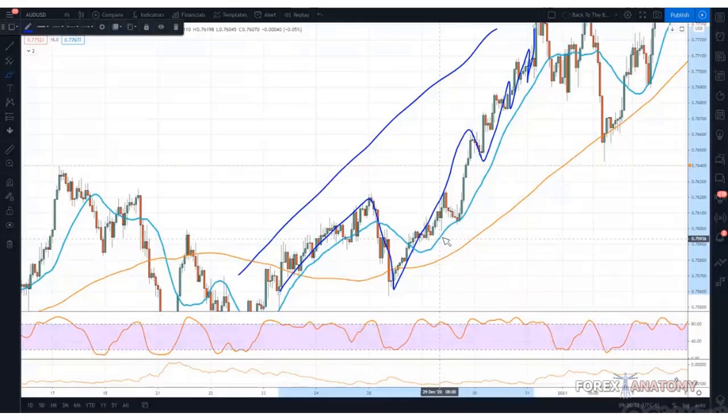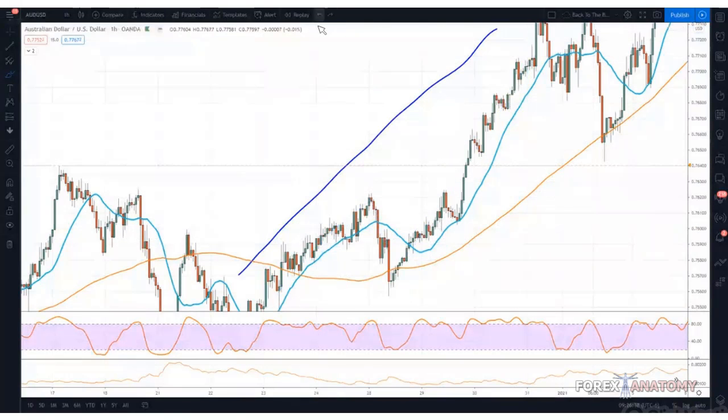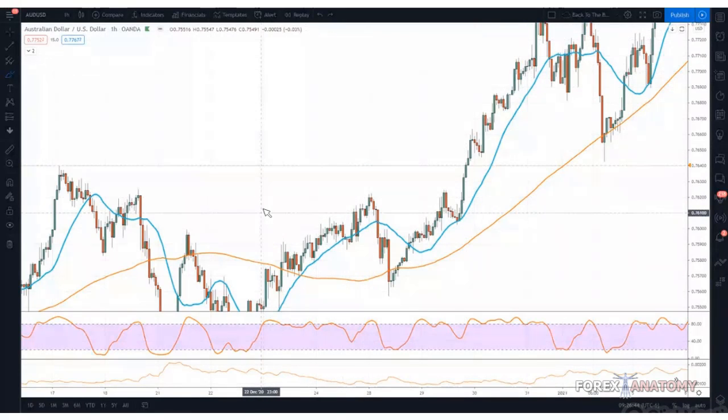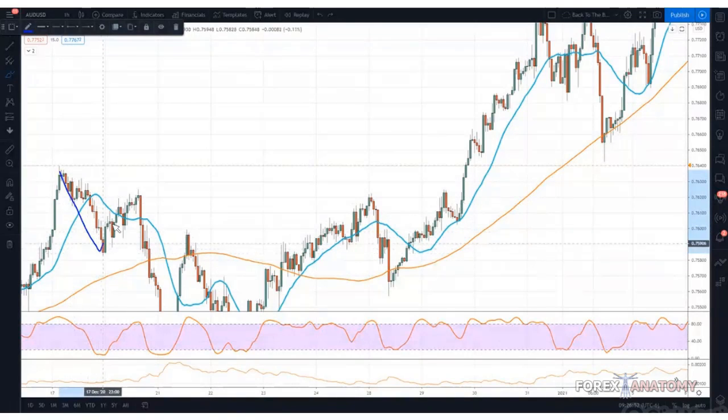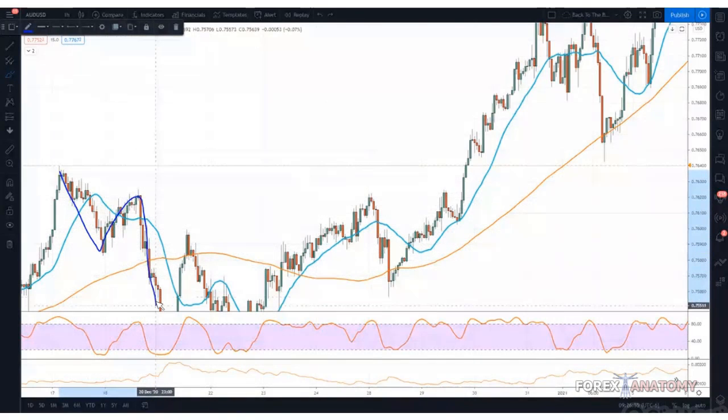It moves in this staircase-like formation. It moves in a zigzag formation. It never moves with one swoop to the upside, or one thrust to the upside. You can look at this chart right now and see that the market always moves in a wave-like formation. It moves down, then up, and then down, and then you guys get the point. It always moves in that zigzag formation.